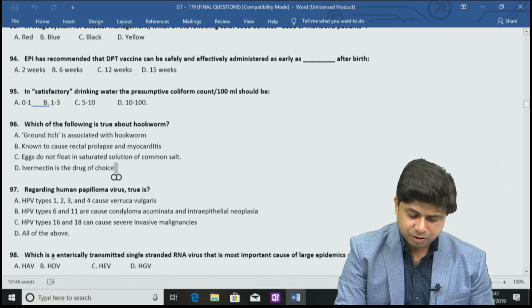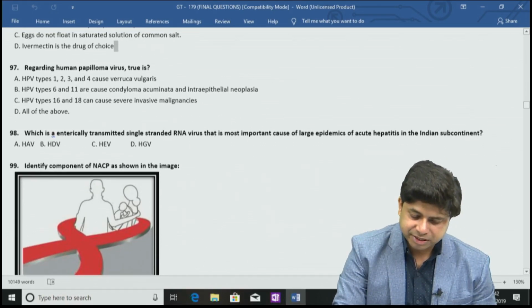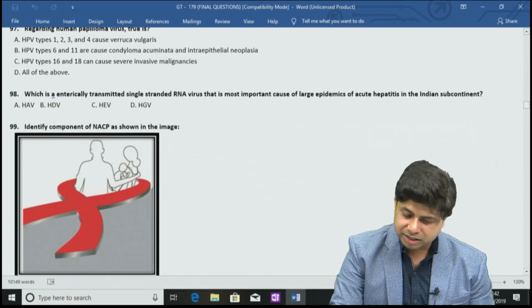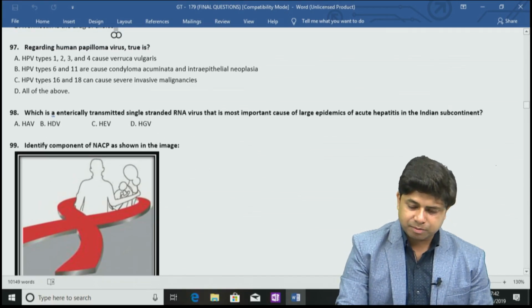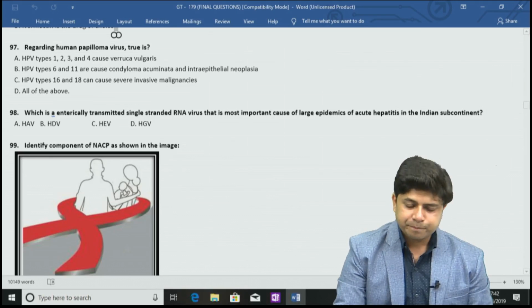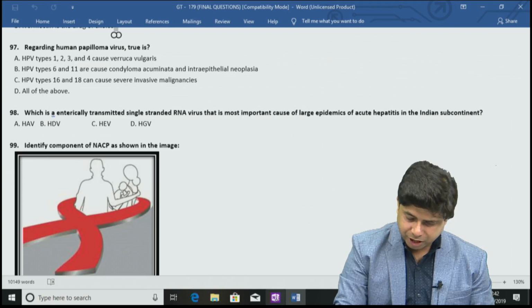Let's quickly go to question number 98, which is an enterically transmitted single-stranded RNA virus that is the most important cause of large epidemics of acute hepatitis in the Indian subcontinent. Okay, so HAV, HDV, HEV and HGV. So what happens here?